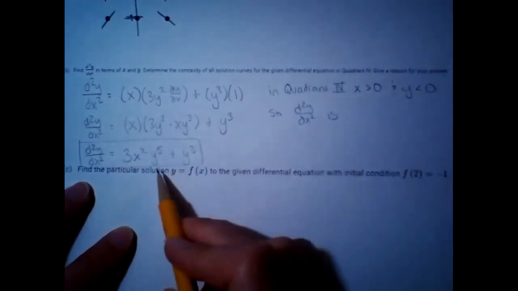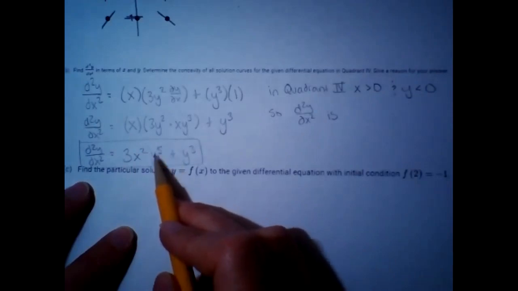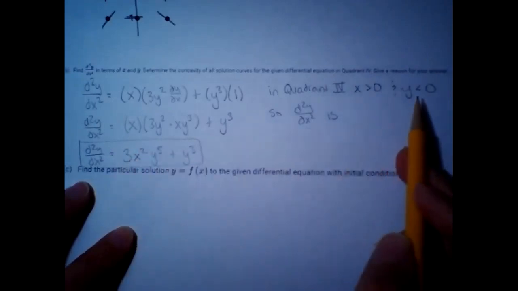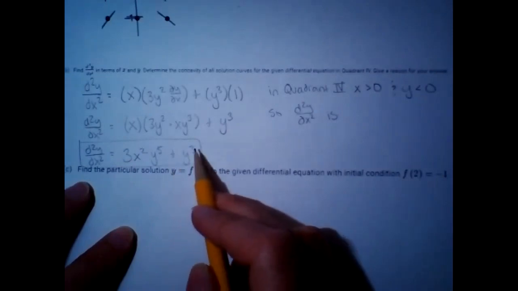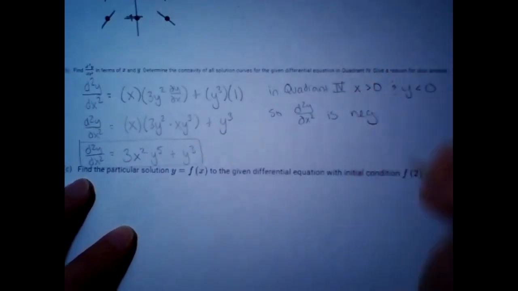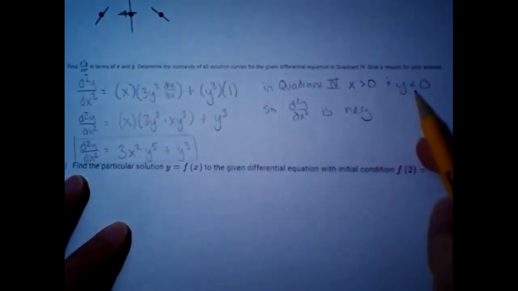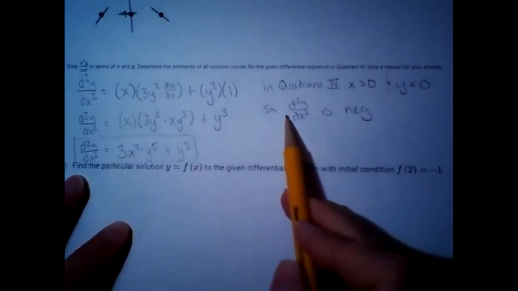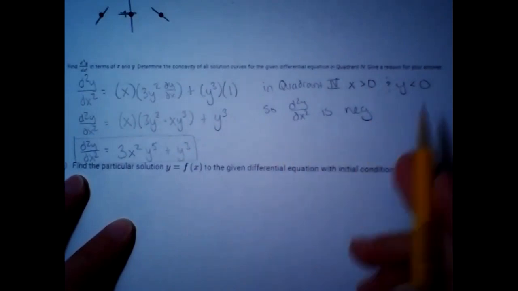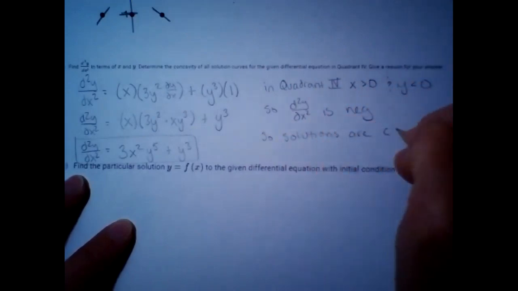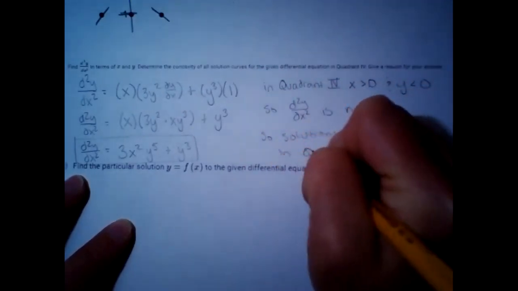But if y is negative, you do a negative number to the 5th, that's going to be negative. So that turns this whole first part negative plus, and then again, if you plug in a negative number for y and cube it, that would also be negative. So you have a negative plus a negative, which would be negative. So in quadrant 4, x is positive, y is negative. If you evaluate x being positive and y being negative for this, you get a second derivative that is negative. So solutions are concave down in quadrant 4.